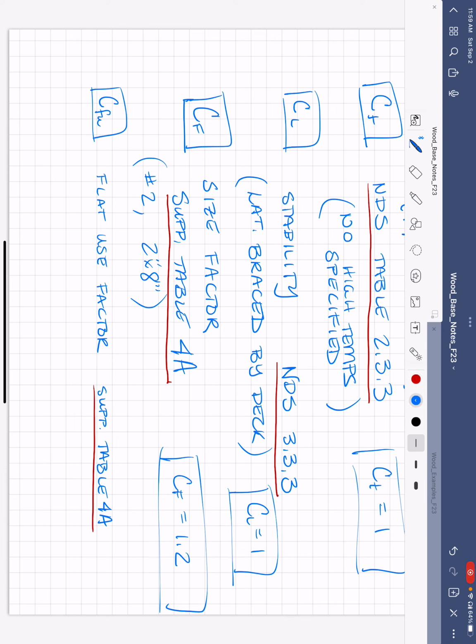Okay, if I look in there, it talks about flat use factors, width and depth. Size adjustment factors are based on edge-wise use, so load applied to the narrow face. When it's used flat-wise, then you have to put one of these factors in place. So this is not applicable because we're not using flat use. When it's not applicable, it equals 1.